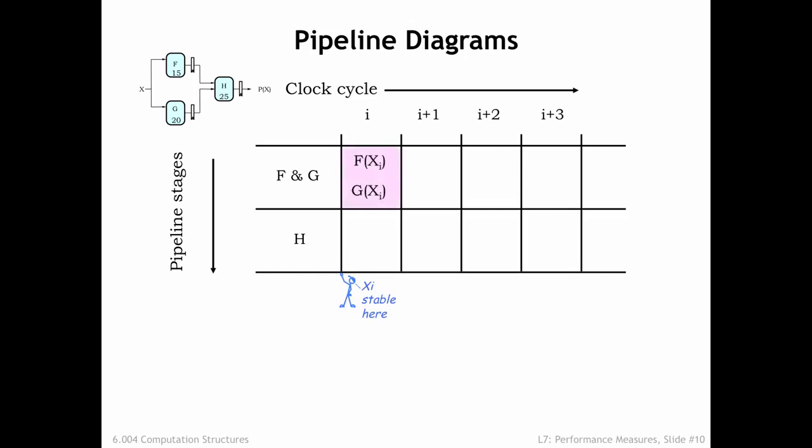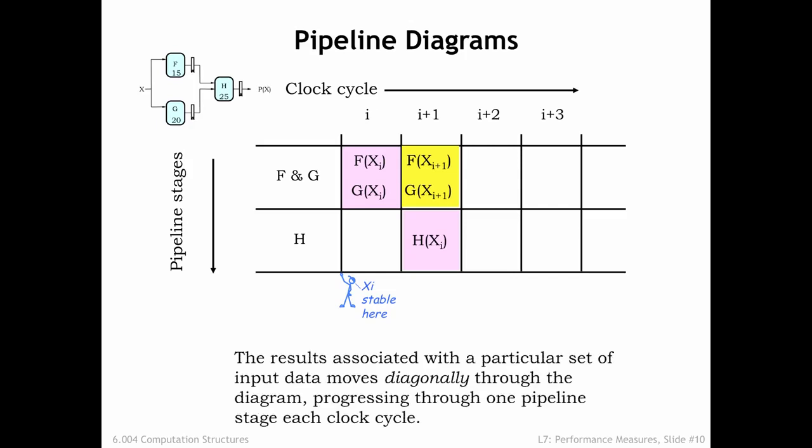Then, during clock cycle I, the F and G modules process that input, and at the end of the cycle, the results, f of x sub I and g of x sub I, are captured by the pipeline registers between the first and second stages. Then, in cycle I plus 1, H uses the captured values to do its share of the processing of x sub I. And, meanwhile, the F and G modules are working on x sub I plus 1.